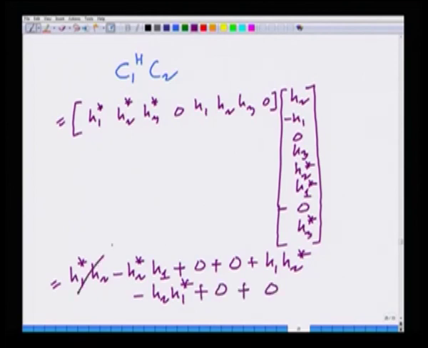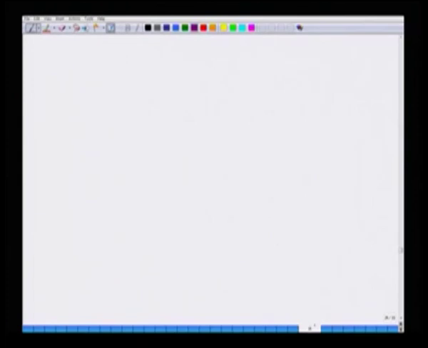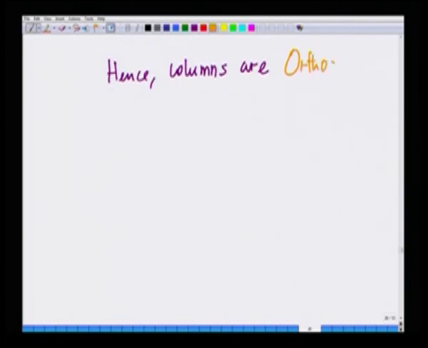You see that h1 conjugate h2 cancels with minus h1 conjugate h2, and h2 conjugate h1 cancels with minus h2 conjugate h1, hence this is net 0. Hence the columns are orthogonal, therefore this is an OSTBC, that is an orthogonal space time block code.